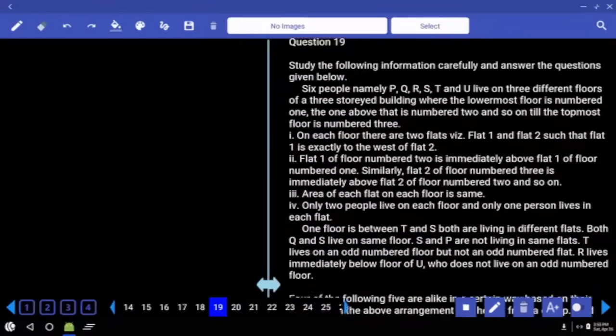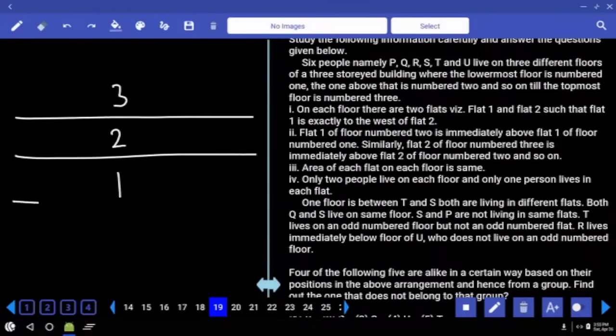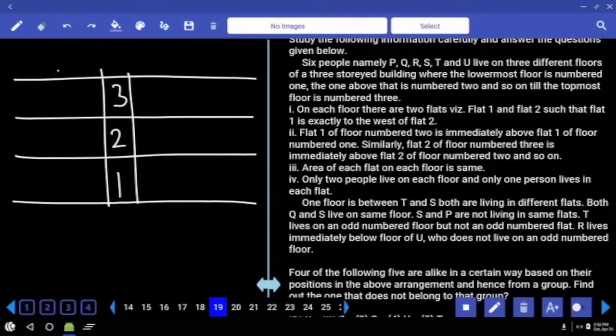Now how many people are there? There are some 6 people, namely P, Q, R, S, T and U, and they live in 3 different floors of a 3-story building. Now 3, 2 and 1. Now 6 persons were there and they live in 3 different floors, and each floor how many flats? There are exactly 2 flats. Now 2 flats in each of these.